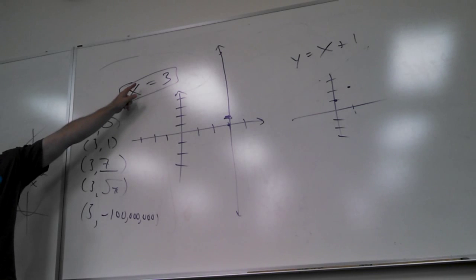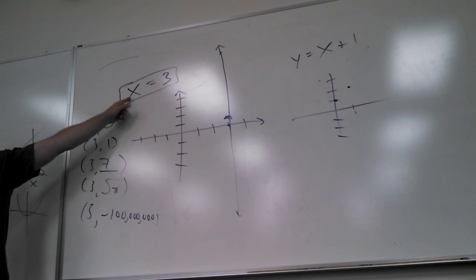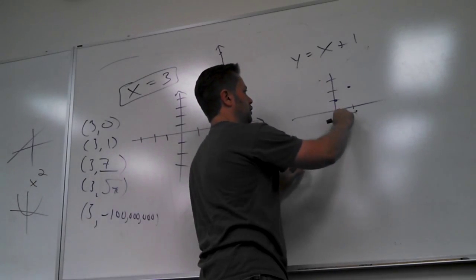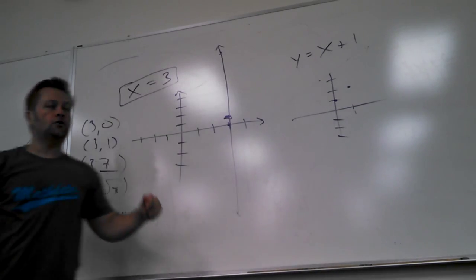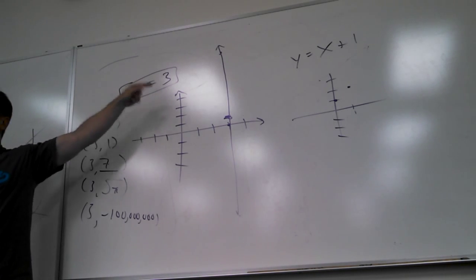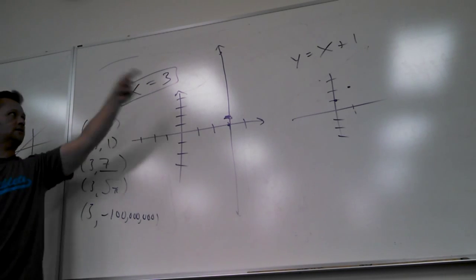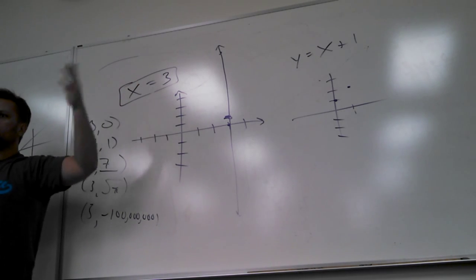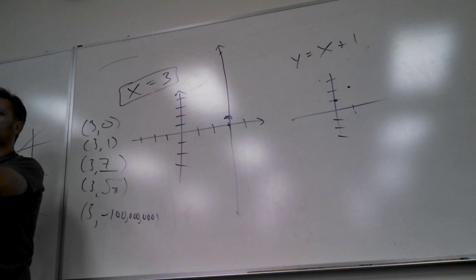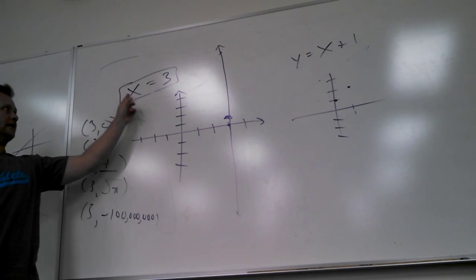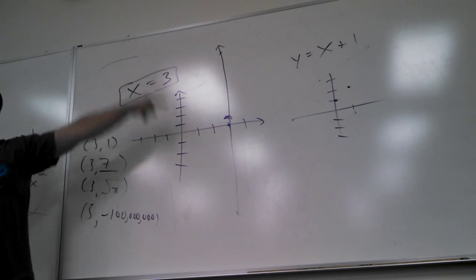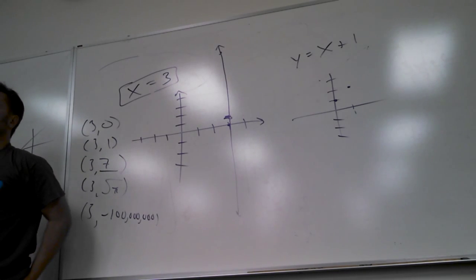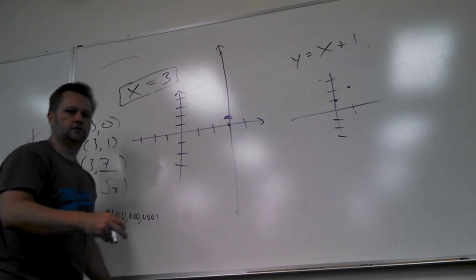Can x change? Does this equation allow x to change? No, this equation says x has to be 3. In which direction do I go when I make x change? Left and right. So I can't move left and right because I'm stuck at 3. So which way can I go? What does this say about y? Does it say anything about y? No. So what can y do? Everything. It can do whatever the hell it wants to. So I can go up and down like crazy. I just can't move left and right. So that's why x equals a number is going to be a vertical line. So remarkably enough, what do you think happens when I have y equals a number?